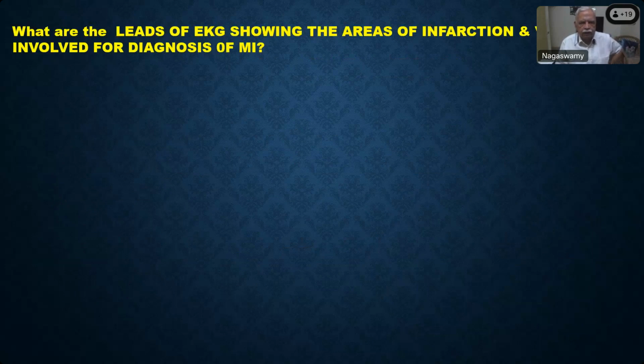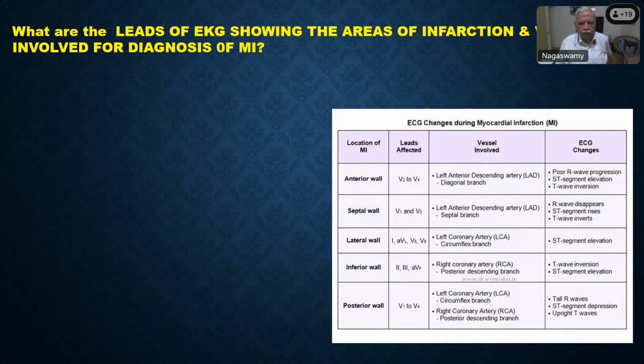What are the leads of EKG showing the areas of infarction and vessels involved for diagnosis of MI? So this is the thing which you may have to remember in your examination. If it is an anterior wall MI, you have to look in the V2 to V4 chest leads. Septal V1 to V2, lateral wall lead 1, aVL, V5, V6, inferior 2, 3, aVF, posterior wall V1 to V4.